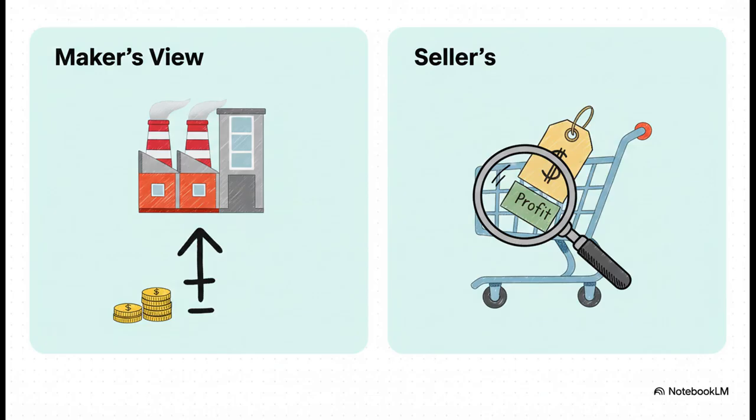Now, here's something that's really important to get. Not everybody thinks about markup in the same way. You've got the maker, the manufacturer, who usually thinks in markup on cost. They start from the bottom up. They say, okay, this cost me $10 to make, I'm going to add 50%. But then you have the retailer, the seller, who thinks in markup on sell price. They're looking from the top down. They're looking at that final price on the shelf and asking, how much of this is my profit?